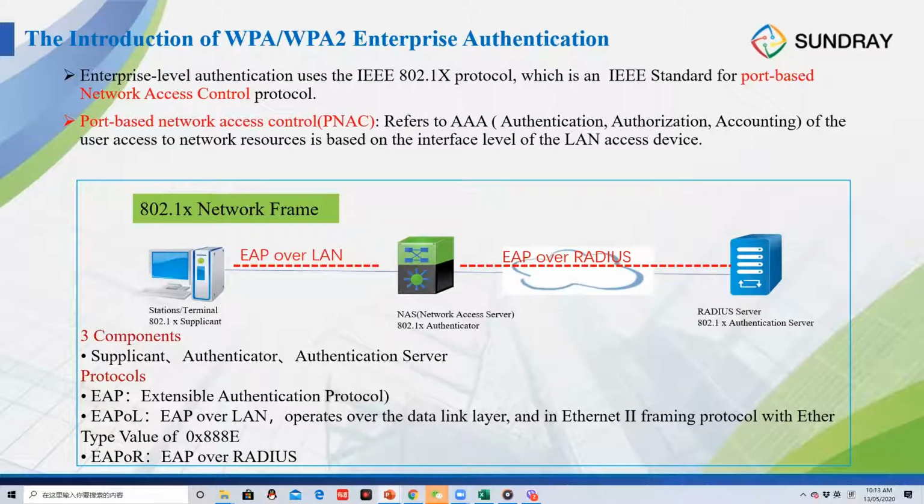One is EAP over LAN, which runs between the supplicant and the authenticator. Another one is EAP over RADIUS, which runs between the authenticator and the authentication server. So, three components and two sub-protocols. For this page, we just need to know this, and then go to the next one.